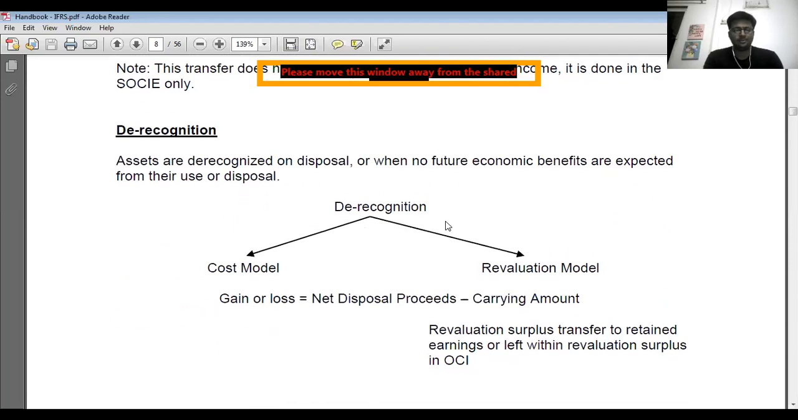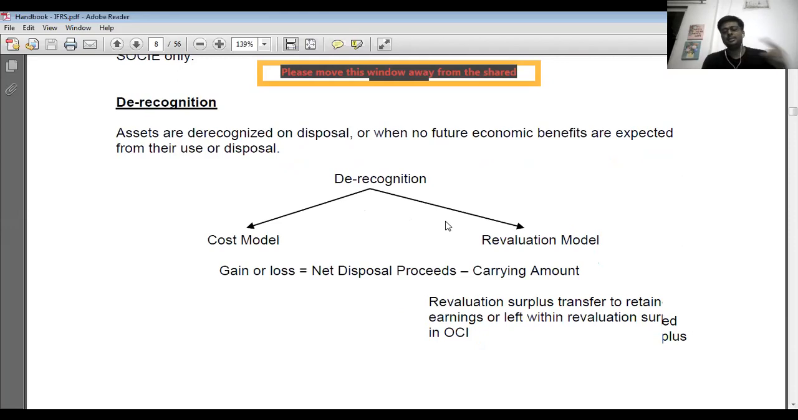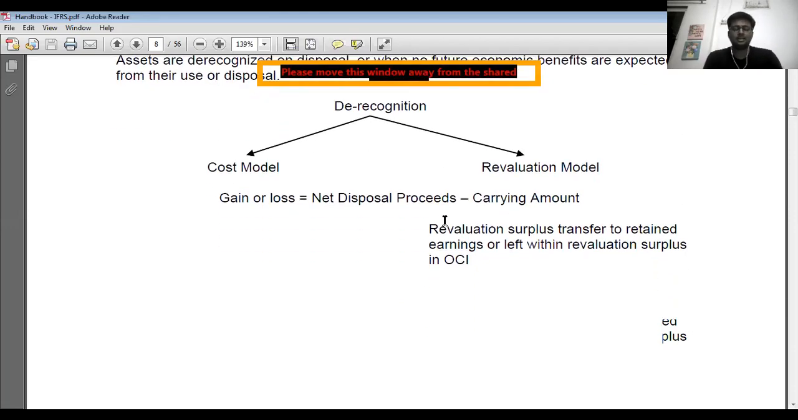Last, derecognition. Derecognition means either the life of the asset is over or we are selling the asset. In that case, we take net disposal proceeds minus carrying amount. Say the life of the asset is over and we are selling it as scrap; whatever nominal value we realize, if it is higher than the carrying amount, then it is profit on sale of the asset. One additional step in the case of a revalued asset: whenever we are selling a revalued asset, we need to see what balance is lying in the revaluation surplus. At the time of sale or disposal, any balance remaining in revaluation surplus will be transferred to retained earnings.